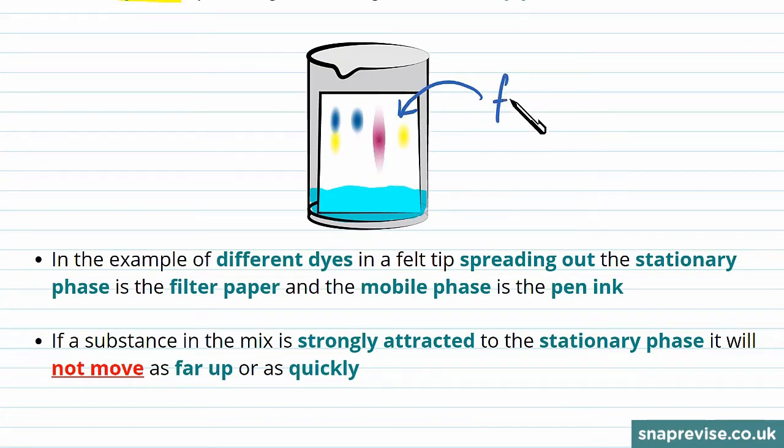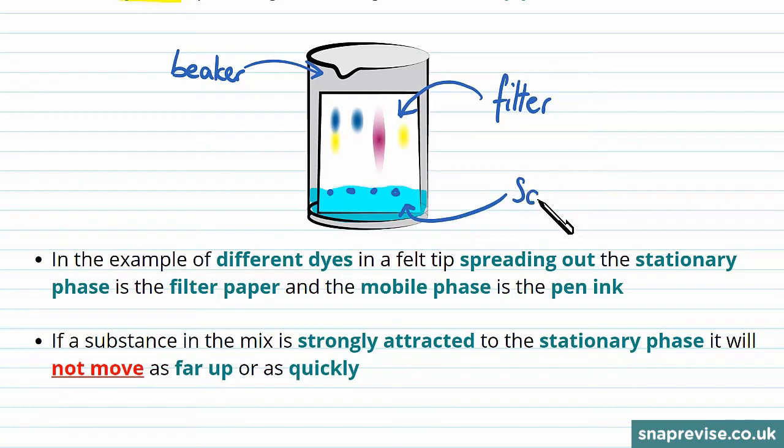paper. So the white here is filter paper, and we would put spots of ink across the bottom and place the filter paper in a beaker which has solvent of some sort that can dissolve the ink in the bottom, and then the solvent spreads up throughout the filter paper and drags the ink up with it, causing it to separate out into its constituent colours as it moves up.